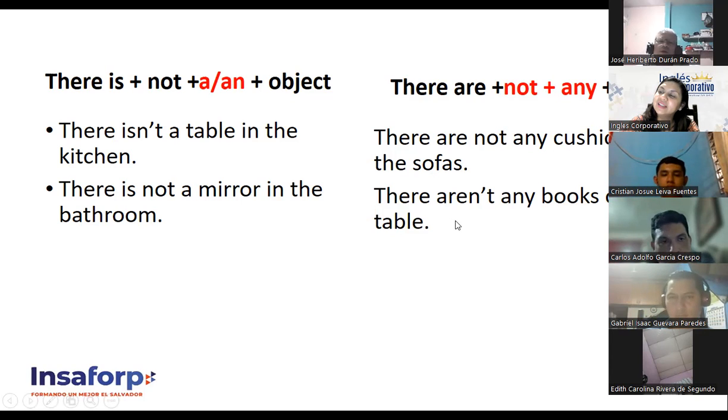There aren't any books on the table. So this is the plural form negative, the singular form negative.